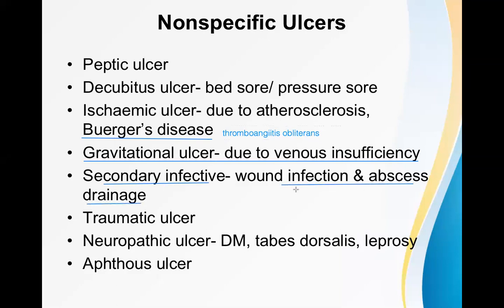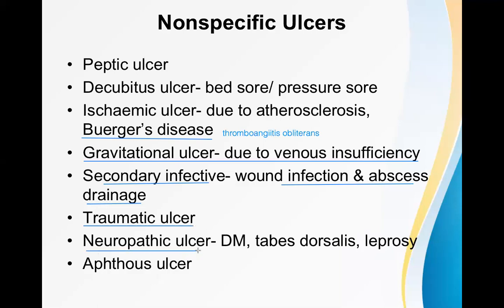If there is a wound, a cut injury, for example, and that wound is secondarily infected by staphylococci or streptococci, more tissue will be lost from there and it will turn into a bigger ulcer. After an abscess is drained, a lot of tissue is lost from there that will also turn into ulcer. So it's a very easy concept. Trauma is one of the very common causes of ulcer, known as traumatic ulcer.